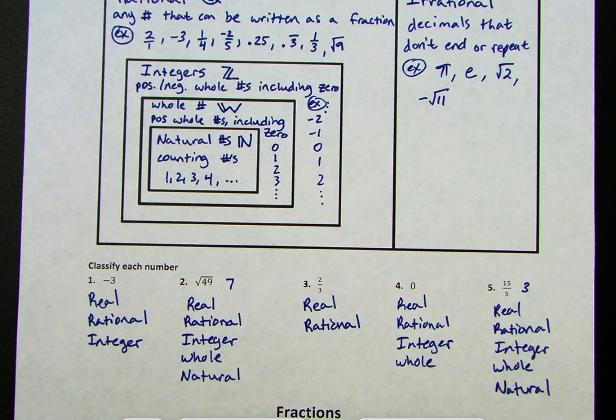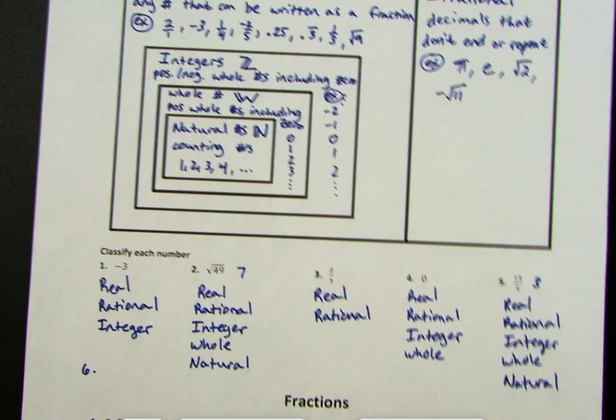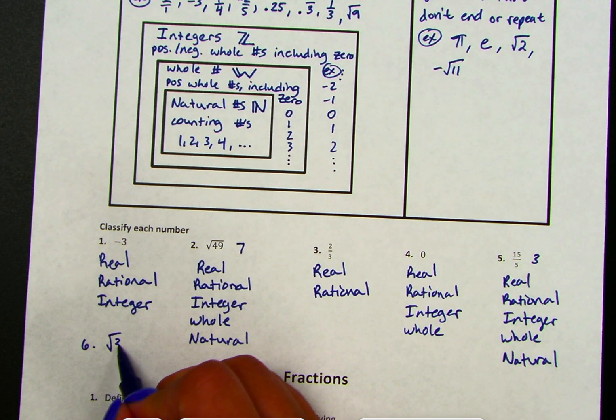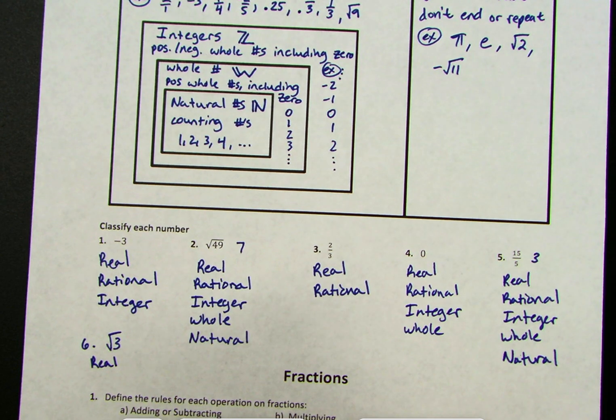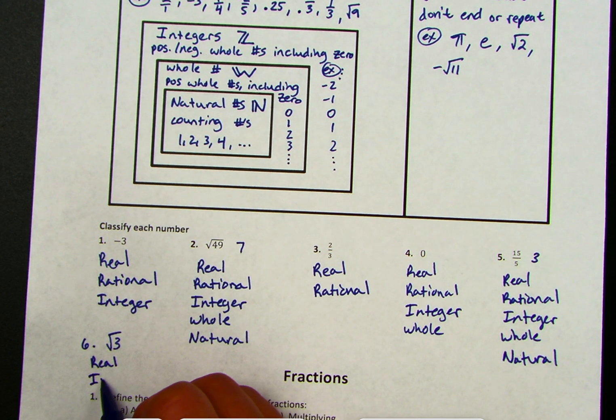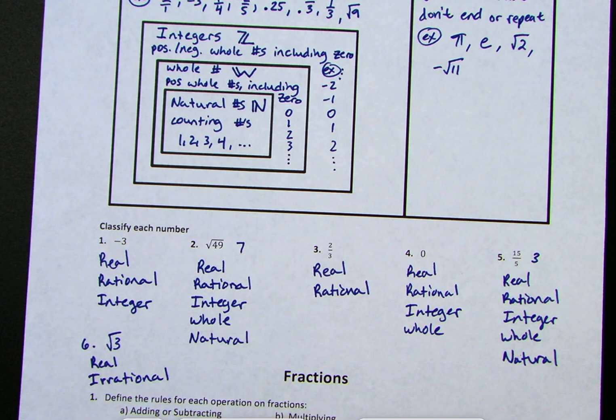And just to add something else, problem 6 here. Let's say I had the square root of 3. Well, that's a real number. I can't write it as a fraction, so this would be an example of an irrational number. And then irrational doesn't have any subcategories, so if we're picking irrational, at that point we are done listing our numbers.